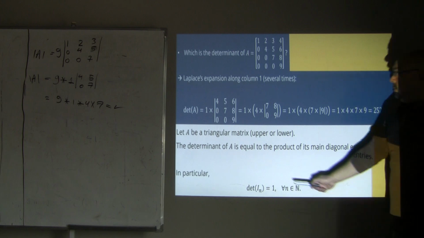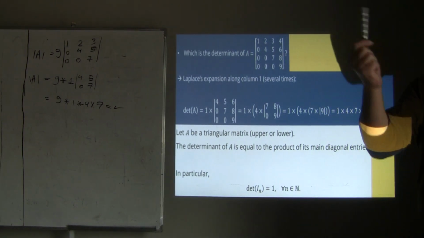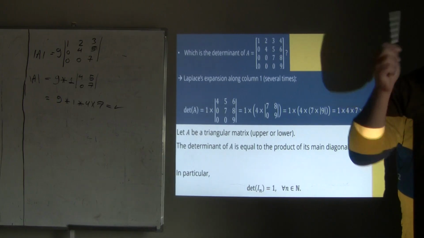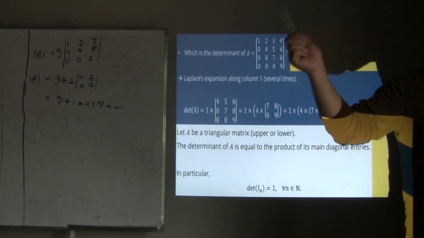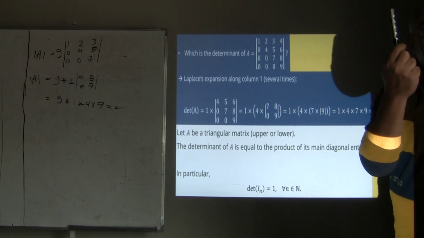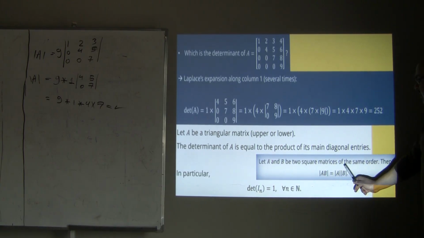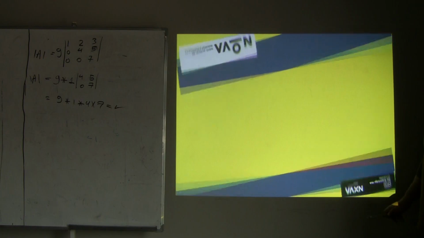Also, the determinant of the unit matrix is equal to 1. What's the determinant of the unit matrix? 1 0 0 1, 1 0 0 0 1 0 0 0 1. All of these determinants, the value is equal to 1. Okay. Let A and B be two square matrices. The determinant of their multiplication is going to be the determinant of A times the determinant of B.